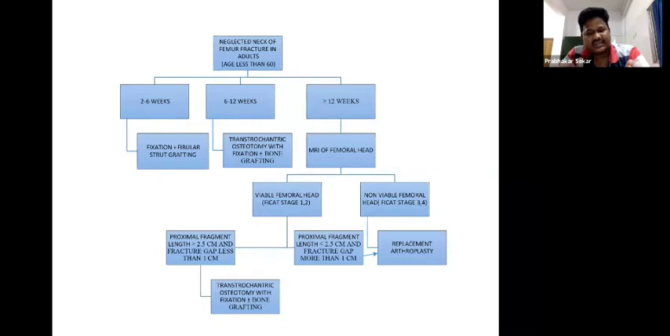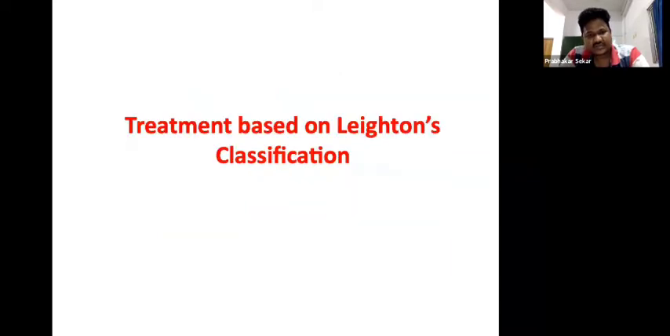If it is viable, then you have to assess the length of the proximal fragment. If the proximal fragment is more than 2.5 and the fracture gap is less than 1 centimeter, you are still able to preserve the head by doing osteotomy with bone graft. If it is less than 2.5 and the fracture gap is more than 1 centimeter, then you go straight away with replacement arthroplasty. And on the other aspect, if the head is not viable, then the same option, replacement arthroplasty.